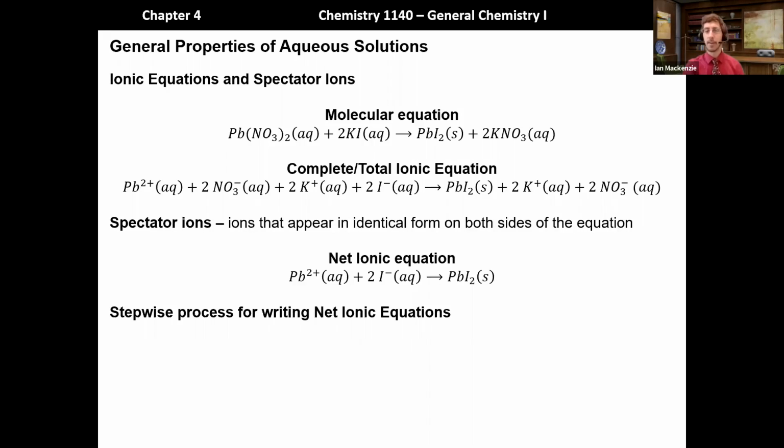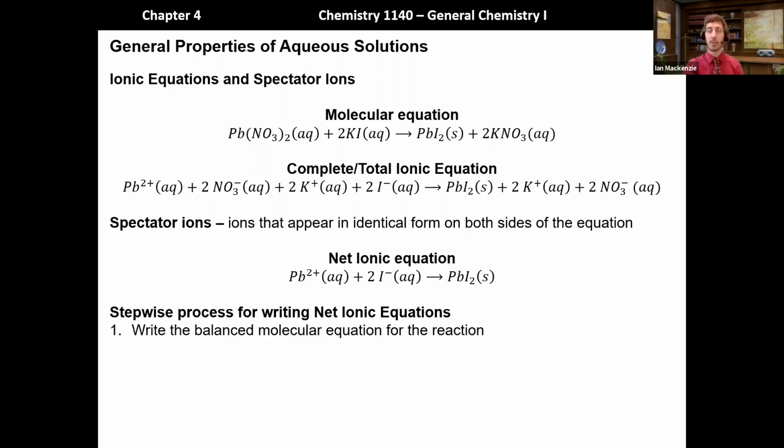So, the stepwise process for writing net ionic equations. First, write the balanced molecular equation up at the top. Include all of the phase symbols. If it's soluble, write aqueous after it. If it's not soluble, write solid if it's a precipitate, or if it forms a gas, write G in parentheses. Or if it's water that's formed, because with water we don't talk about it being dissolved in water, we would just put a liquid symbol after it.